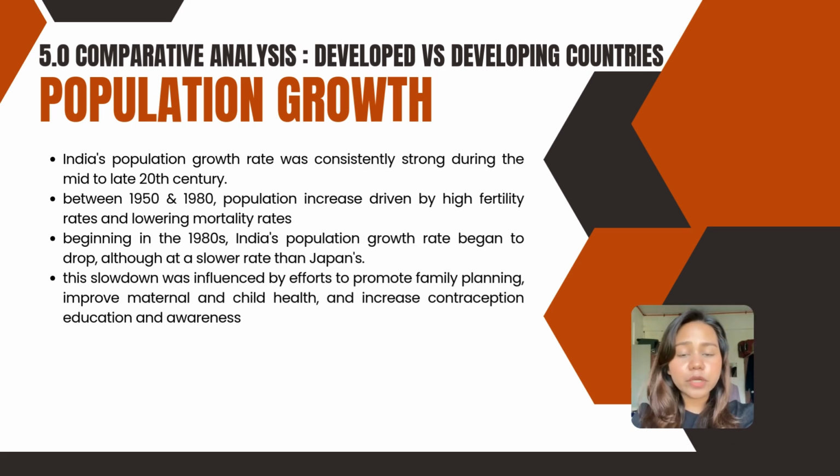India's population growth rate was consistently strong during the mid to late 20th century. Between 1950 and 1980, there was a tremendous population increase driven by high fertility rates and lowering mortality rates as a result of advances in healthcare and sanitation. In the 1980s, India's population growth rate started to drop, although at a slower rate than Japan's. This slowdown was influenced by efforts to promote family planning, improve maternal and child health, and increase contraception education and awareness.